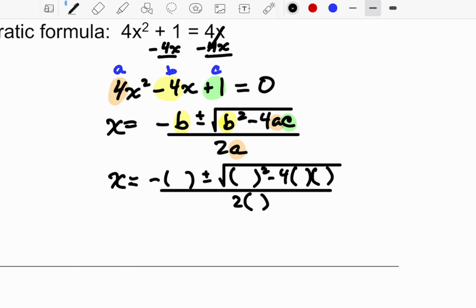All right, so again, everywhere there's a b, we replace it with a -4. Everywhere there's an a, we replace it with a +4. And that lone c gets replaced with a 1. All right. And again, parts of this will be really easy. So -4, that's not bad. That's just a 4. 2 times 4 on the bottom, also not bad.